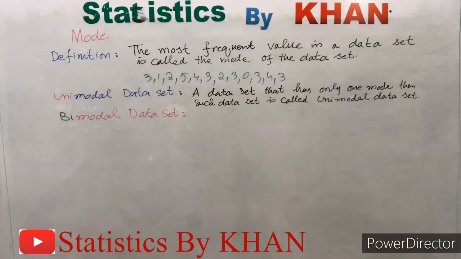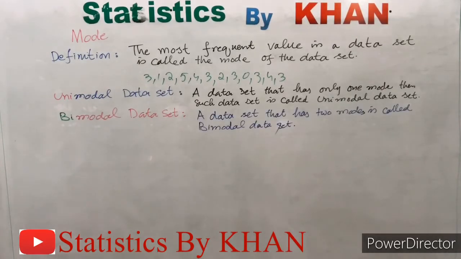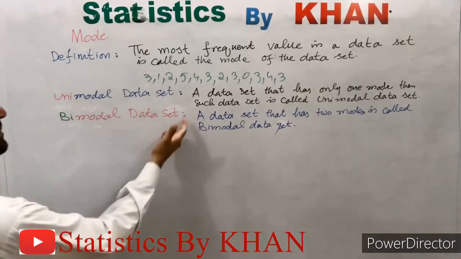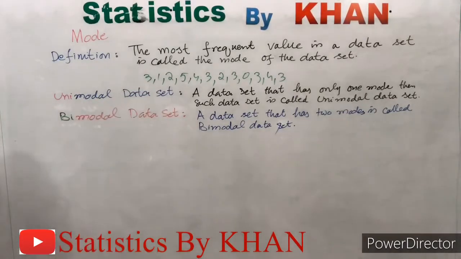So a bimodal dataset means a dataset in which there are 2 modes, or a dataset with 2 modes is called a bimodal dataset. So in the definition we will write a dataset that has 2 modes is called a bimodal dataset. So simply by focusing upon this compound word, we can guess the definition of the entire statement.